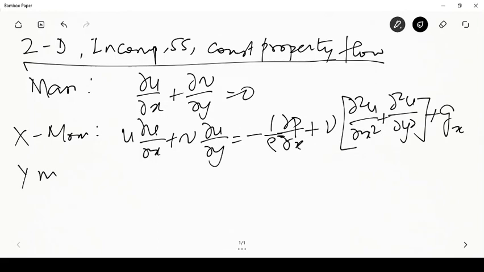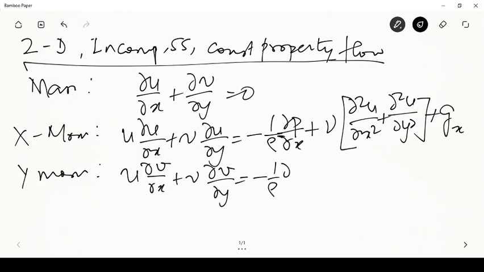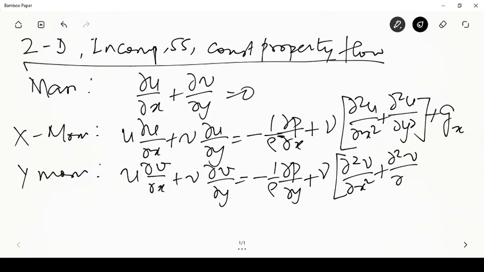Similarly for y momentum, the equation looks very similar. u del v by del x plus v del v by del y equals minus 1 by rho del p by del y plus nu times del squared v by del x squared plus del squared v by del y squared plus gy. Now in this we know that u and v are the velocity components in the x and y directions respectively, and p is the pressure, rho is the density.